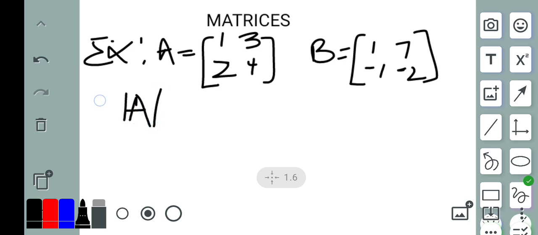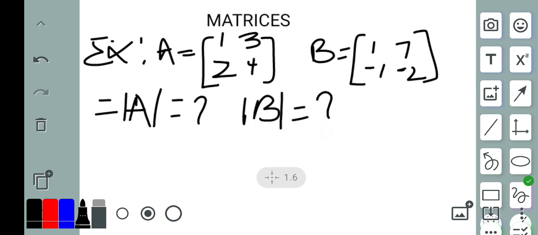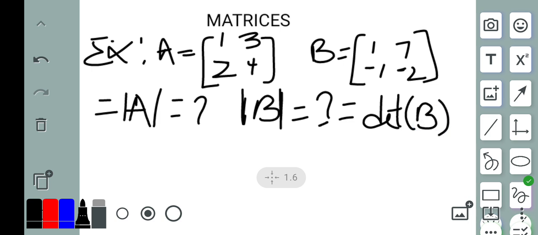This can be written like this. I can also find this. Do you get it? So this means determinant. It can also be written as det of B. So if you have to find det of B, or you are given an absolute value sign around the B matrix, then you actually need to find the determinant.